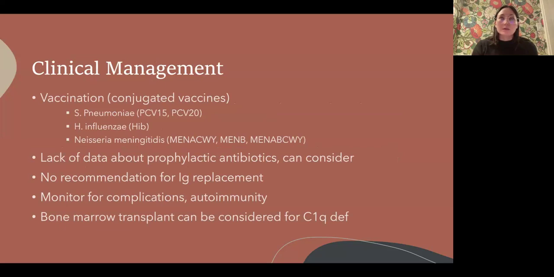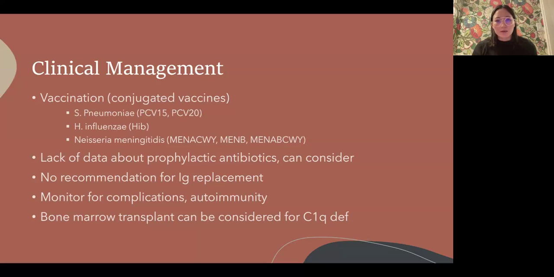And earlier we talked about C2 bypass and C2 deficient patients. And in those patients, one of the things that is helpful to prevent infections is high titers of specific antibodies. So overwhelming the immune system with higher titers may be helpful if you've got someone who has one of these less symptomatic complement deficiencies. And then you could do prophylactic antibiotics on a patient-to-patient case basis, but it's not really supported by data. And there's not really any recommendation to replace immunoglobulin in these patients.